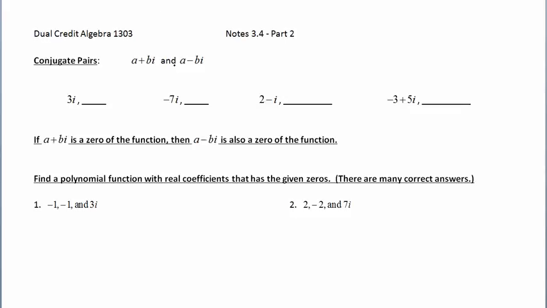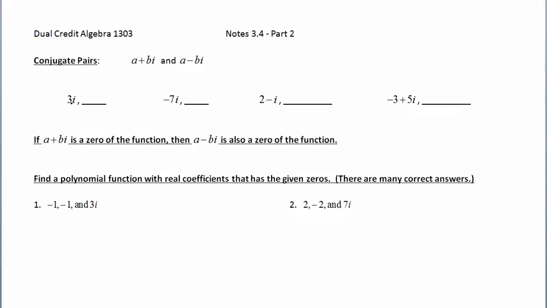Notice that a has the same sign. a may be positive, a may be negative, but we don't change the sign of the first term. The only thing that changes to create a conjugate pair is the operation. So if I had addition, I'd change it to subtraction. If I started with subtraction, I'd change it to addition. Nothing else changes.